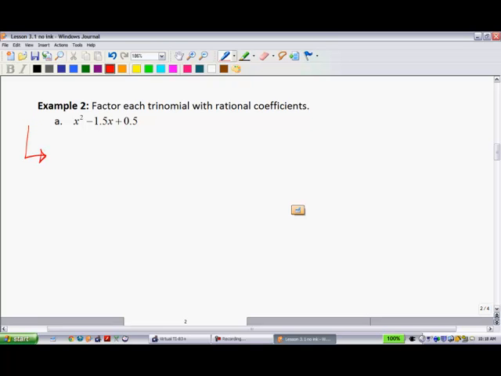So we'll do this. We're going to factor out a 0.1 to give integer coefficients rather than rational coefficients. Basically this is going to take this question, which is kind of nasty, and turn it back into a grade 10 type question.